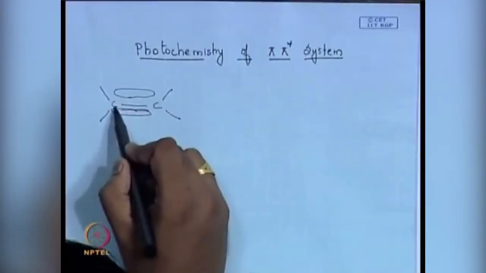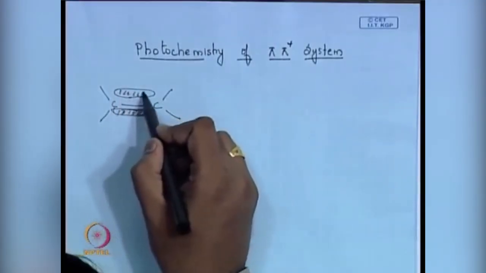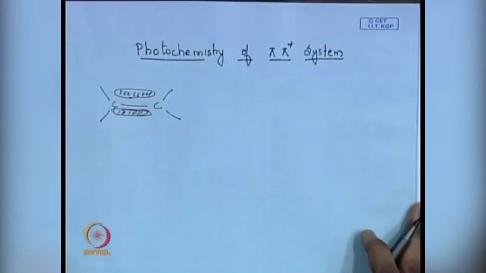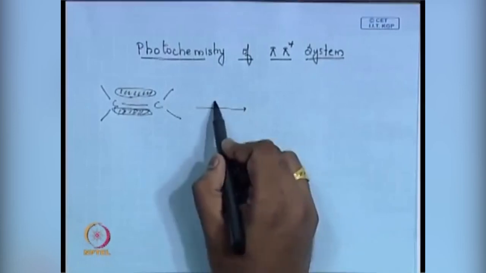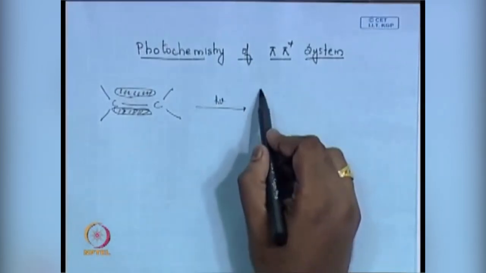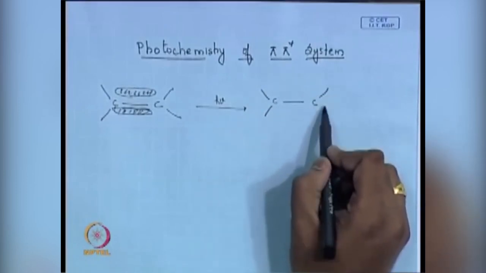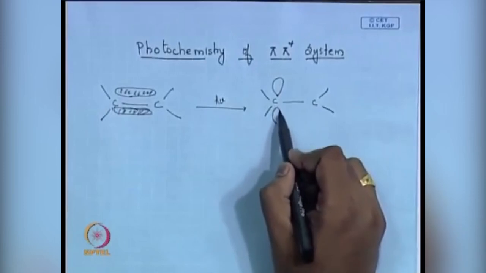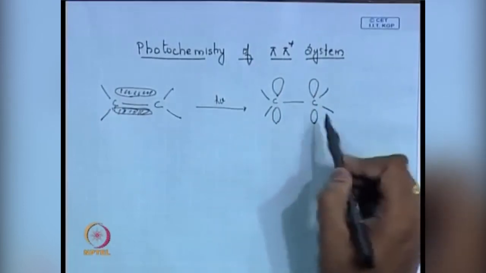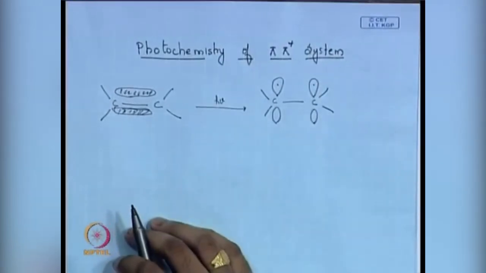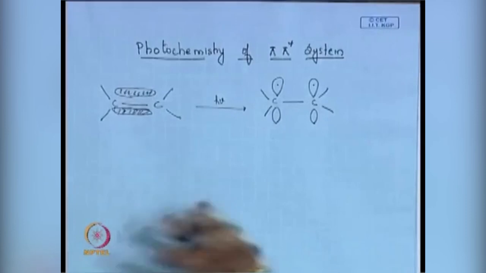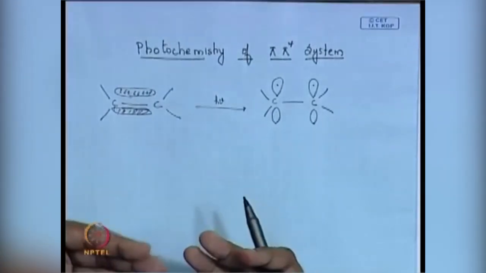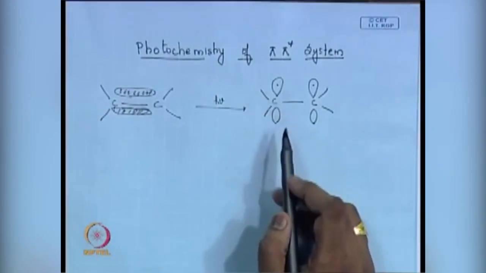See, if you have an alkene and you photolyze this, what happens is that you get a type of good pi pi star excitation. Right now I am not introducing any word, singlet or triplet. I am just taking an alkene, I am photolyzing. You get the type of excitation pi pi star. So I'm saying that this can be a pi pi star excitation.